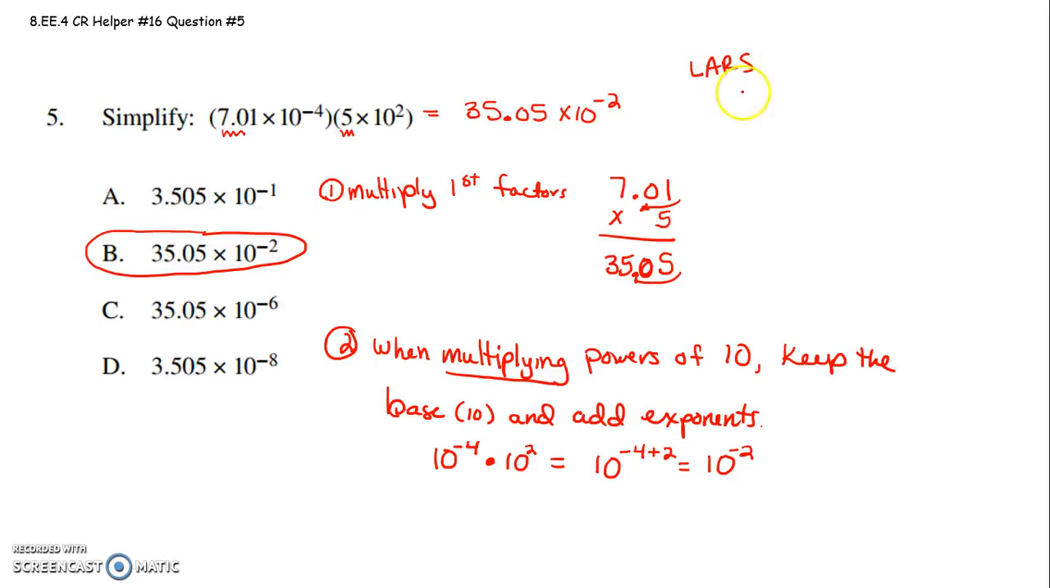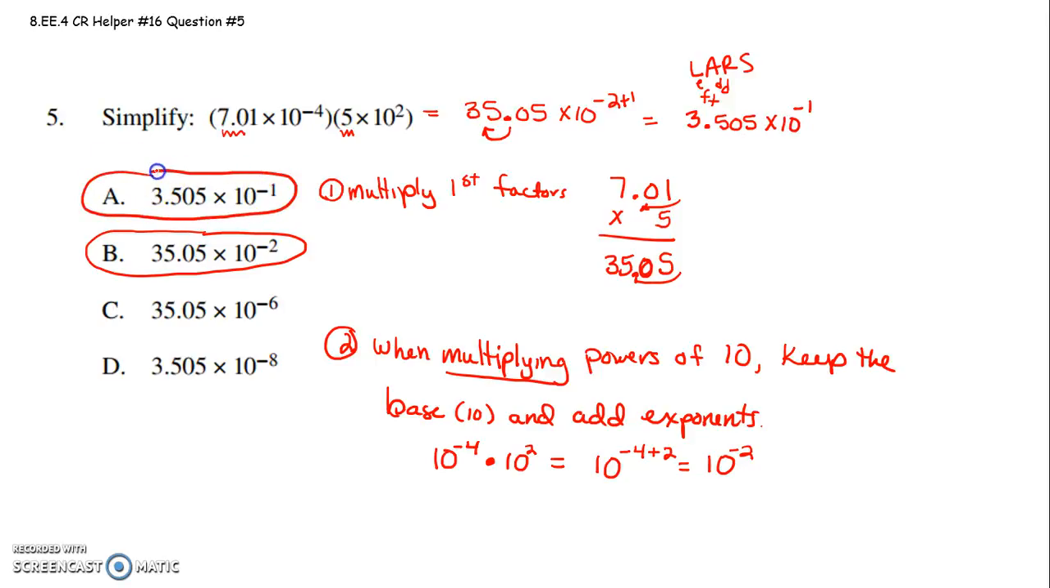Left, add, right, subtract. So if I have to move that decimal point 1 to the left, I would have to add 1 to my exponent there. So if I did have to put this back in scientific notation, it would become 3.505 times 10 to the negative 1st.